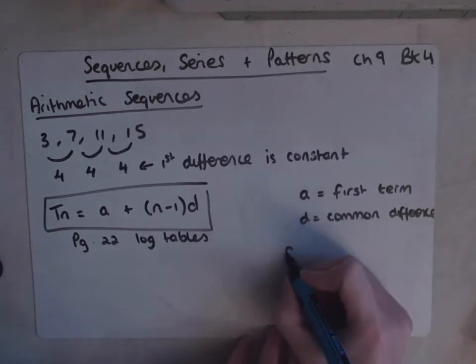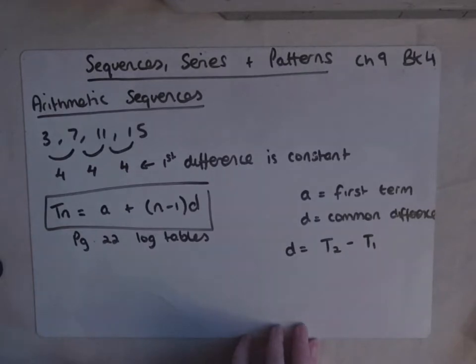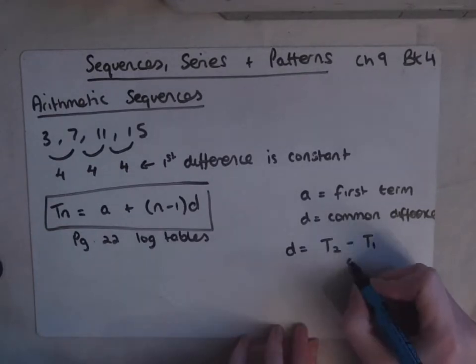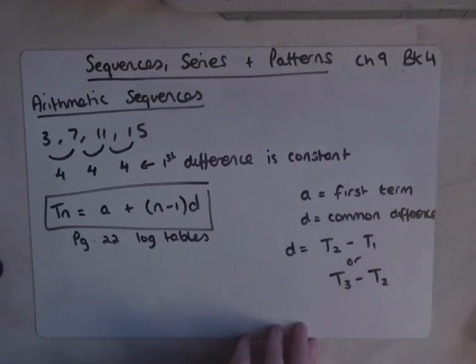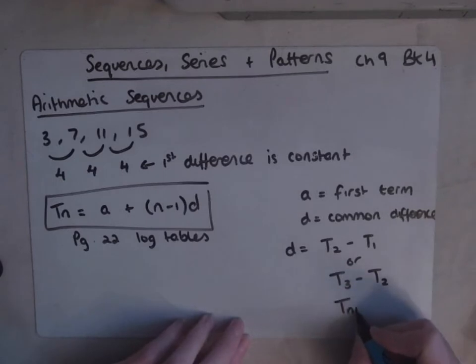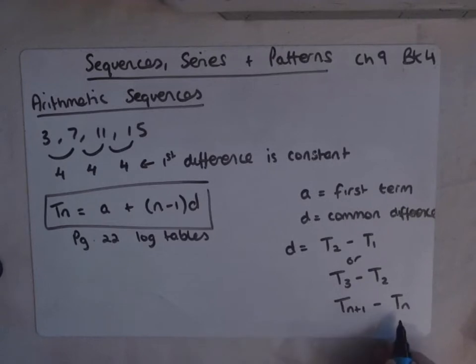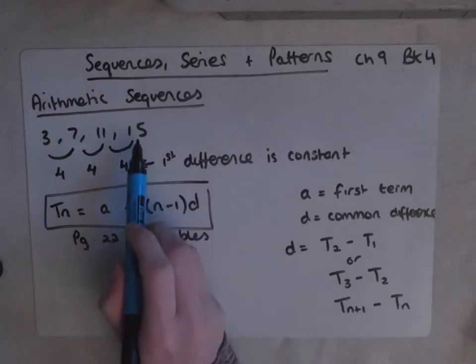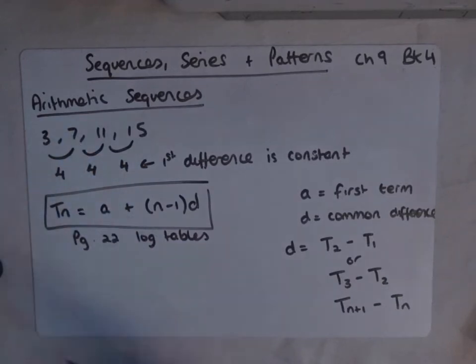Okay, and to get d, you just do T2 minus T1. You take the first term from the second term, or you take the third term and you minus the second term. T of n plus 1 minus T of n. The term ahead take the term. So T4 take T3 or T3 take T2. That's just how you find your d. We just do our loops, but it's important to know this for a little bit further on.